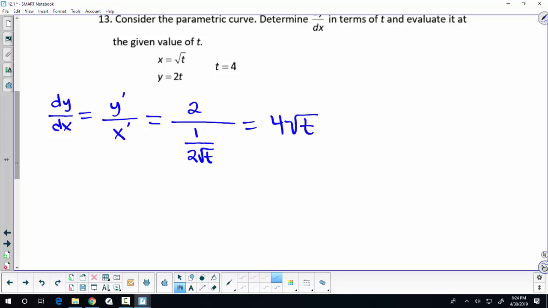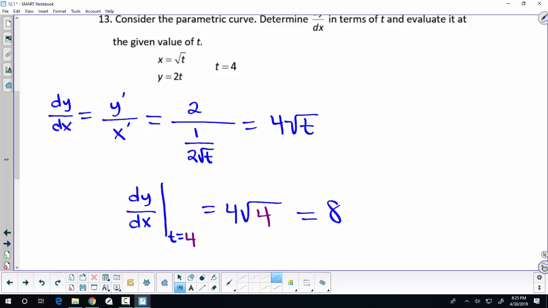All right, so that says on this parametric equation, to calculate the change in y over the change in x, we just need a t value. And so we're given t equals 4. Sometimes you'll see the notation dy over dx evaluated at t equals 4. Okay, so that just gives us 8. So that 8 is the slope of the tangent line when t is equal to 4.